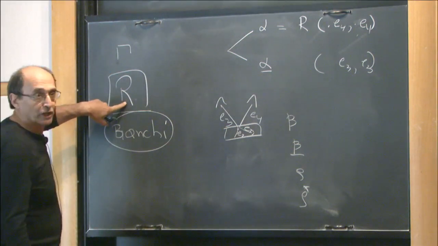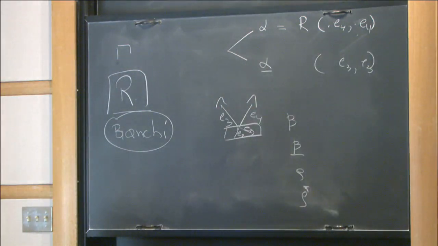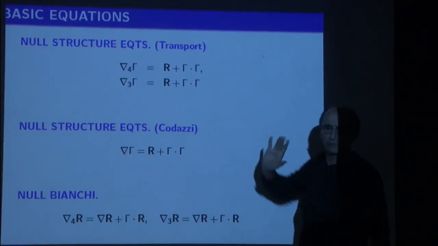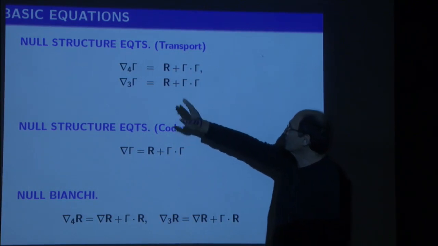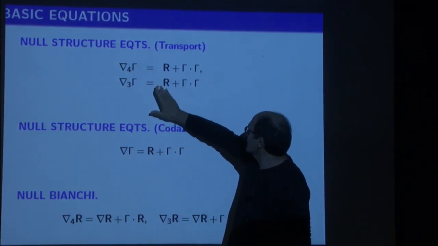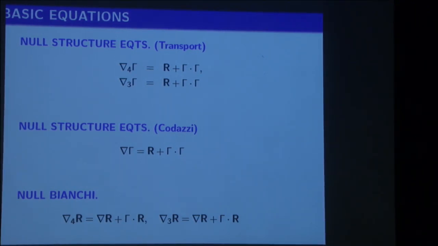Once you have the curvature, you can, in principle, think of the equations satisfied by the connection coefficients. Think about Cartan formalism. Cartan equations give you equations for the Ricci coefficients in terms of curvature, and they look very roughly like this. Of course, they are more complicated, and there are different components and so on. But roughly, you can see that if you know the curvature, you can use transport equations to determine the gammas.